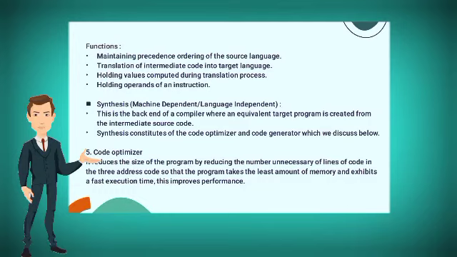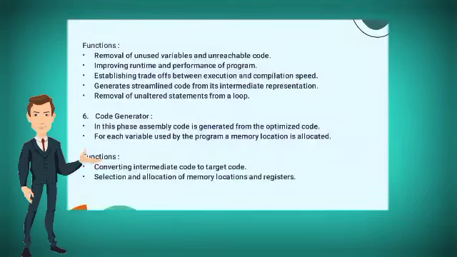Fifth, the code optimizer. It reduces the size of the program by reducing the number of unnecessary lines of code in the three address code, so that the program takes the least amount of memory and exhibits a fast execution time. This improves performance. Functions: removal of unused variables and unreachable code, improving runtime and performance of the program, establishing trade-offs between execution and compilation speed, generating streamlined code from its intermediate representation, removal of unaltered statements from a loop.